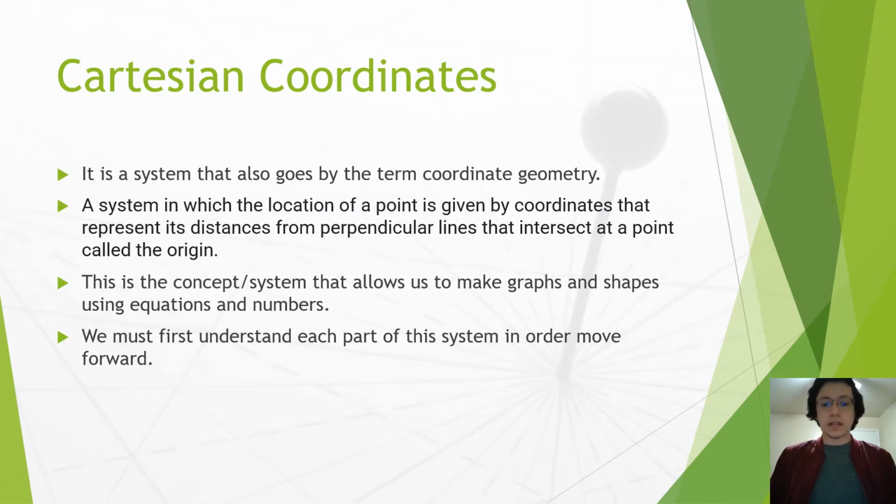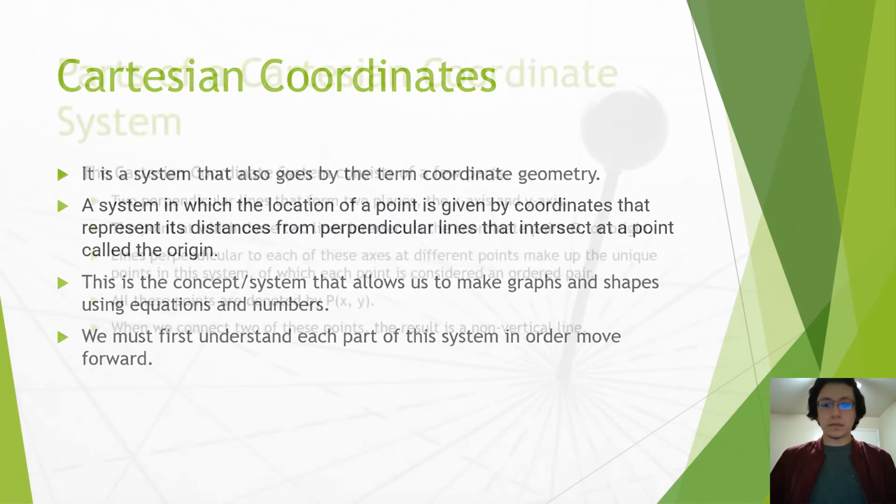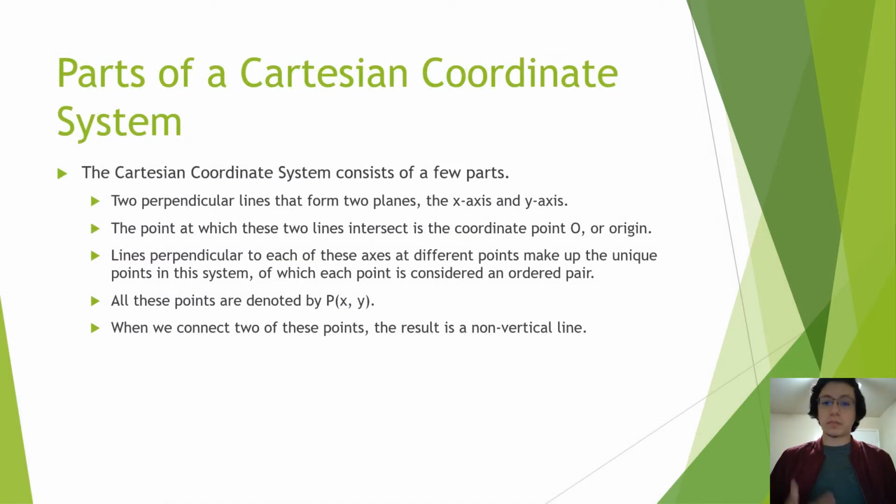We must first understand each part of the system in order to move forward, though. So starting off, we need to understand the different parts of the Cartesian coordinate system. The Cartesian coordinate system consists of a few parts. Of course, like I said, it consists of the two perpendicular lines that form the planes: the x-axis, which is left to right, and the y-axis, which is the vertical line down the center, where they intersect in the center and create the origin point O.